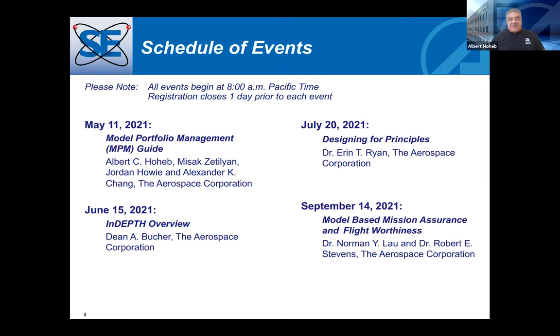We have several events coming up. Today we have the Model Portfolio Management Guide talk. Then we have a talk on in-depth, which covers digital engineering ecosystems and a model that organizations can take advantage of to design their ecosystems. In July, we're talking about design for principles, which takes a look at the system engineering process, flipping it, and thinking about the principles rather than requirements or capabilities. That should be a very interesting talk on how we could rearrange the system engineering process.